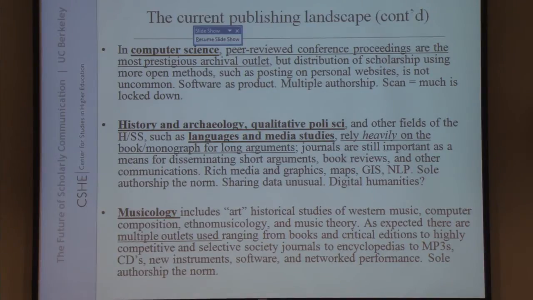So it's interesting in computer science that peer-reviewed conference proceedings are the most prestigious archival outlet. Lots of different interesting products that computer science creates, including software. History and archaeology, qualitative poli-sci, languages and media studies rely heavily on the book or the monograph for long arguments. And this is remarkably resistant to change, even though journal articles are often used for shorter arguments, book reviews.